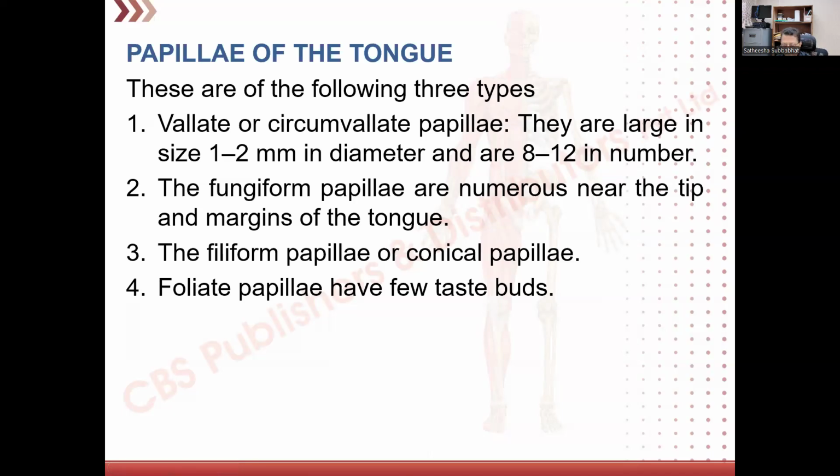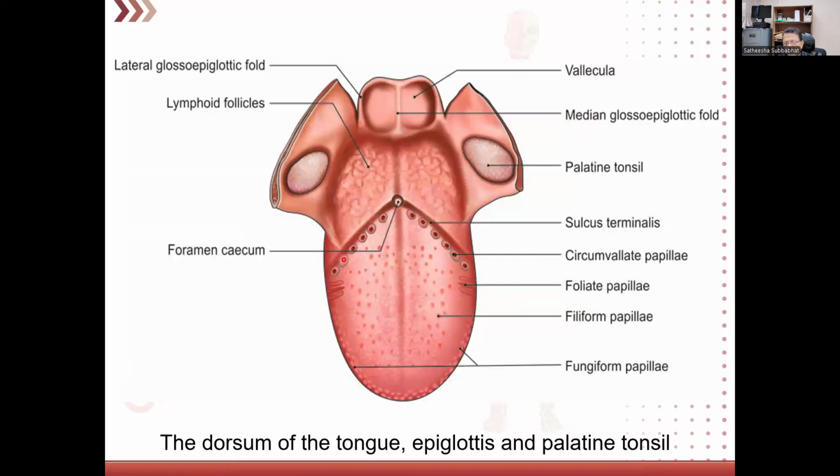The papillae are present in the oral part. There are different types; four types are present. Number one, vallate or circumvallate papillae. They are large in size, 1 to 2 millimeters in diameter, and about 8 to 12 in number. You can see here they are arranged in one row just anterior to the sulcus terminalis.